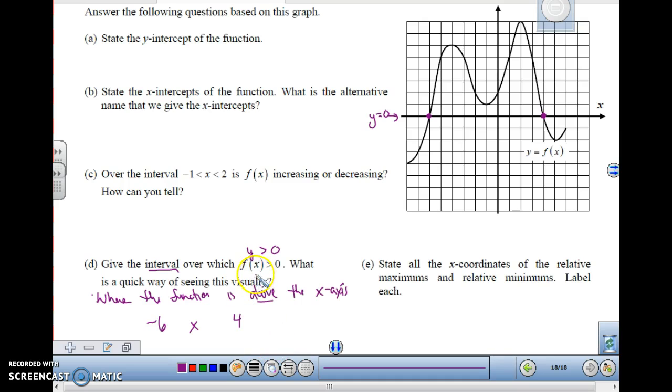All right, now, is f of x greater than 0 actually at negative 6? No, f of x equals 0 at negative 6, so that is not going to be included. So x would have to be greater than negative 6, but without the line underneath it. And it stays that way until you get to 4. When you get to x equals 4, again, it's equal to 0, not greater than 0. So x has to fall between negative 6 and 4.